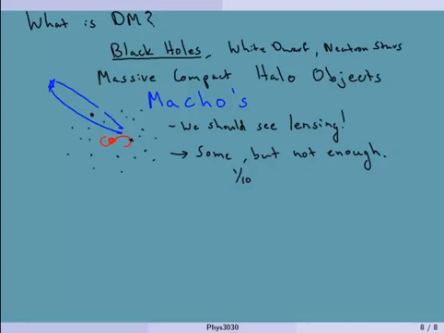Okay. So now the search is on for what is most of this stuff. And if it's not a big, massive, compact halo object, maybe it's something small. So maybe it's a tiny black hole. That's an idea. Tiny black hole. But the problem with this is, remember we talked a little bit about Hawking radiation, right? And if you do the calculation for Hawking radiation, all of the black holes would have evaporated by now.